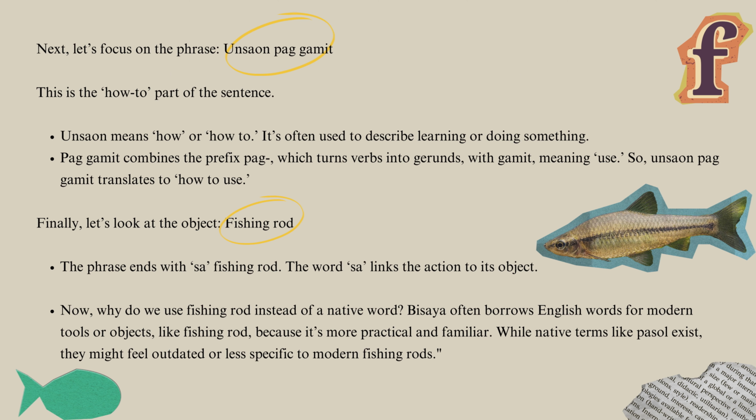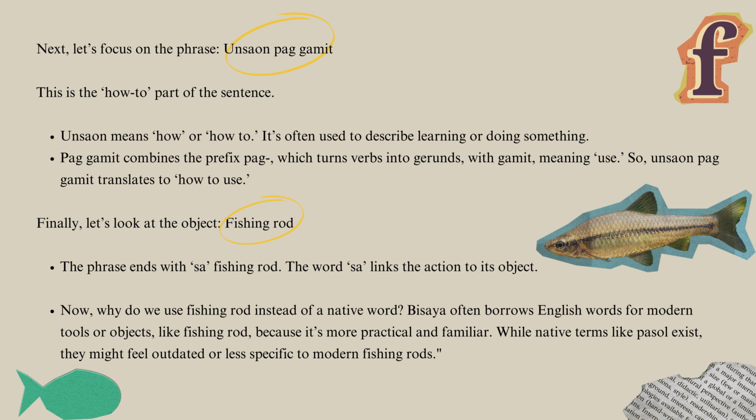Next, let's focus on the phrase unsaon paggamit. This is the how-to part of the sentence. Unsaon means how or how to. It's often used to describe learning or doing something. Paggamit combines the prefix pag, which turns verbs into gerunds, with gamit, meaning use. So, unsaon paggamit translates to how to use.